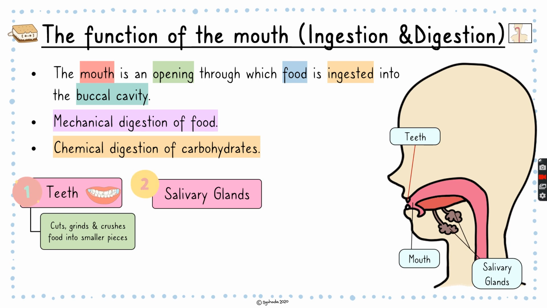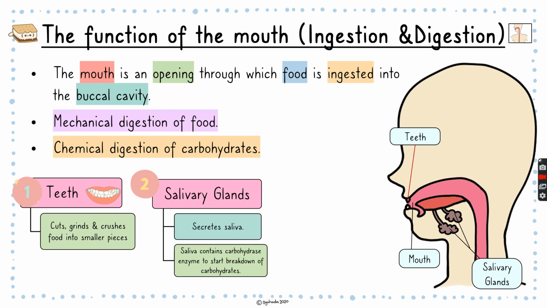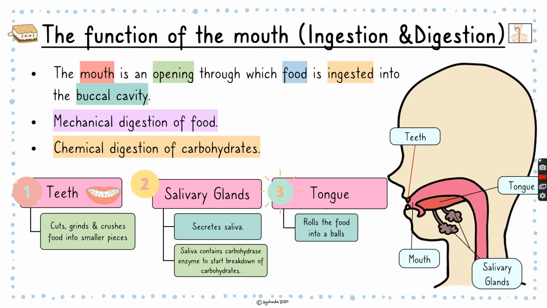And you also have the salivary glands. Salivary glands secrete saliva. And saliva also contains carbohydrase, which is the enzyme that breaks down carbohydrates. So carbohydrate digestion starts in the mouth. And then you have your tongue that helps to roll the food into balls, and this is what you call a bolus. So once it rolls the food into a bolus, it's going to move down the esophagus.